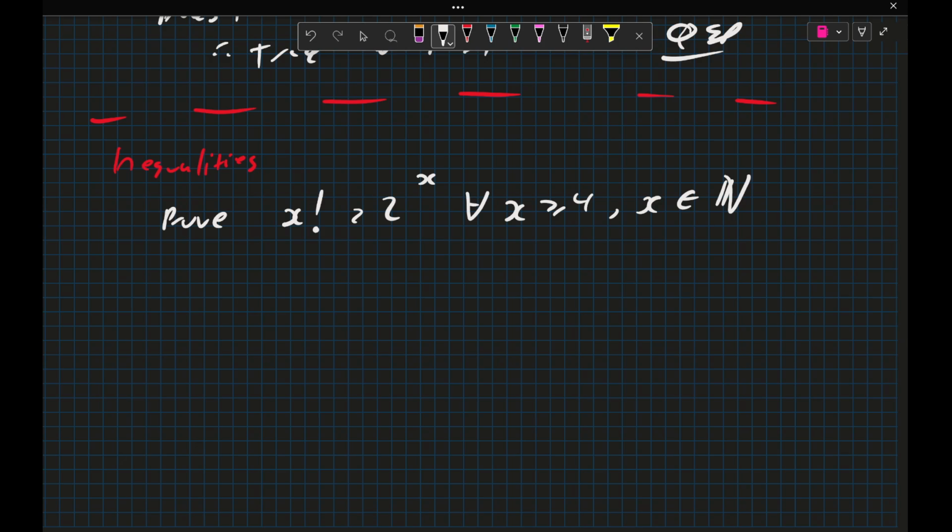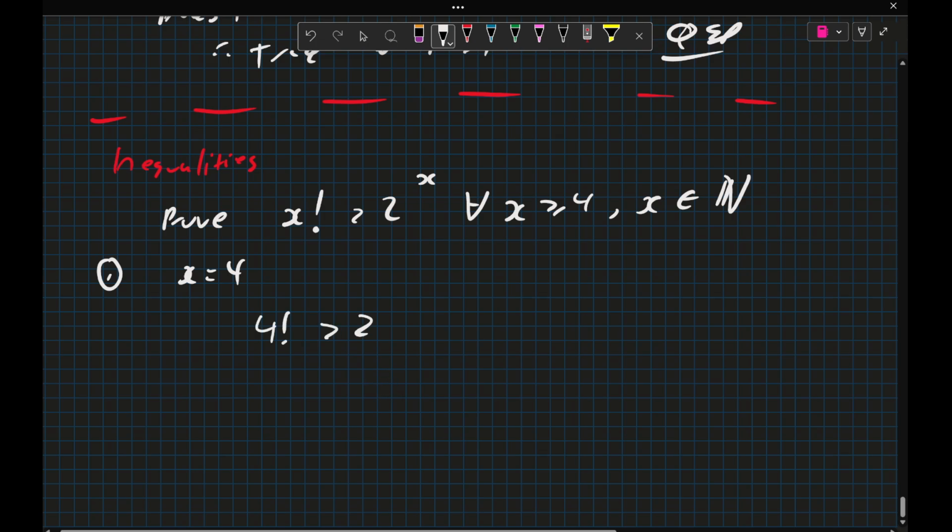Okay, so we're going to start. X is 4. So 4 factorial, we're going to see if it's greater than 2 to the 4. 4 factorial is 24, greater than or equal to 16. Therefore true for x equals 4.